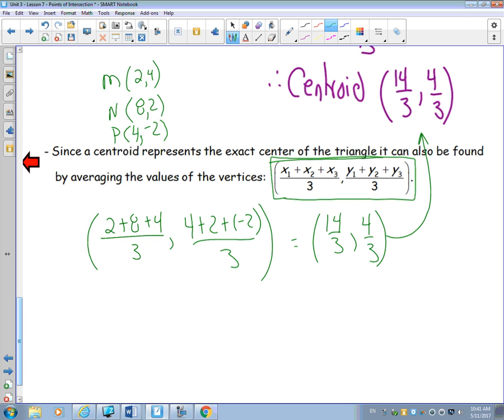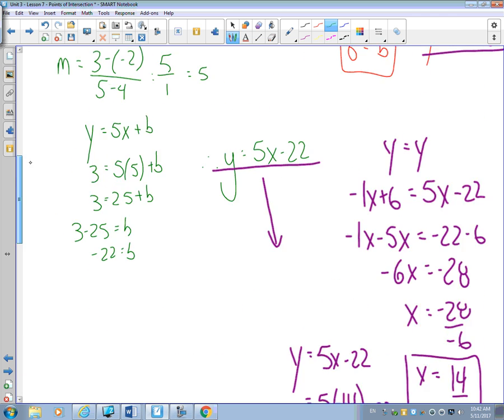So from now on, if I ask you for a centroid or a center of mass, don't go through the process of finding medians and then POI. Use my shortcut. If I ask you for the medians, well, then we've got to find lines. But if I ask you for that dot, use the shortcut. Okay, there's part A done. Just part A. That's all we've done so far, okay?